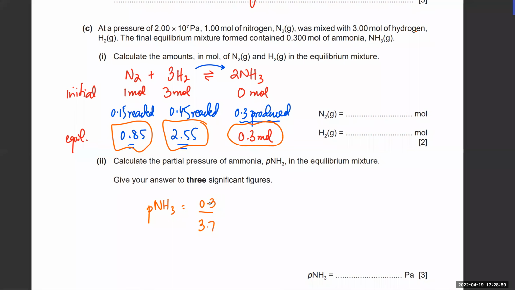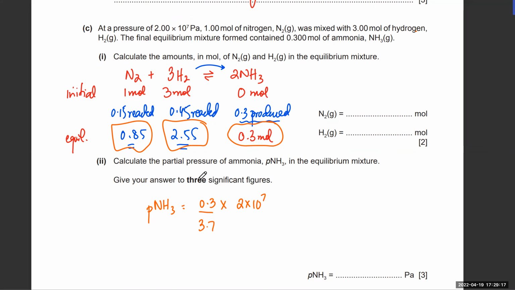So that's the mole fraction times the total pressure, which is 2 times 10^7, and that will give you your answer. What's the answer? It has to be accurate up to 3 significant figures, so give your answers to 3 significant figures.